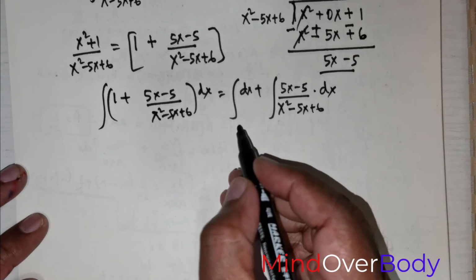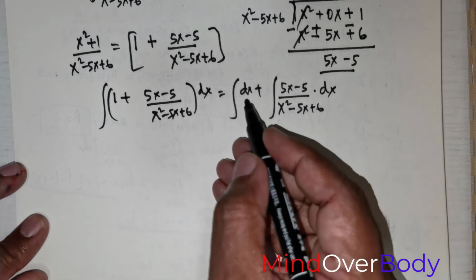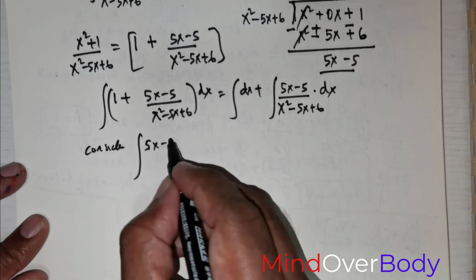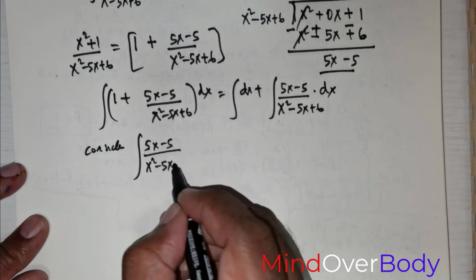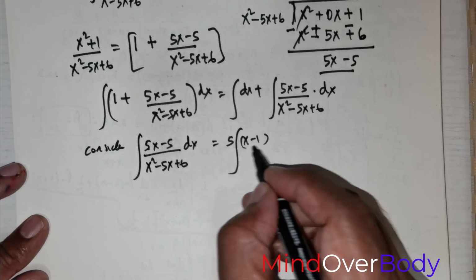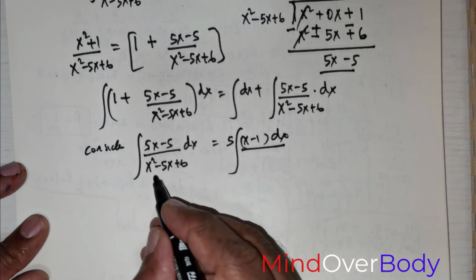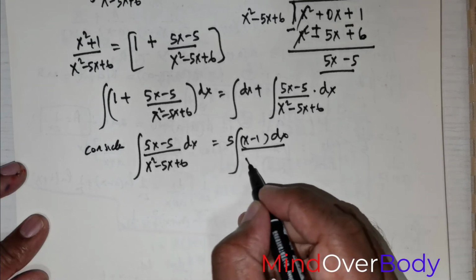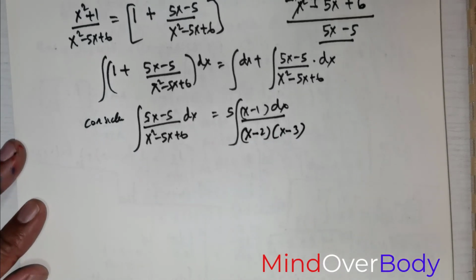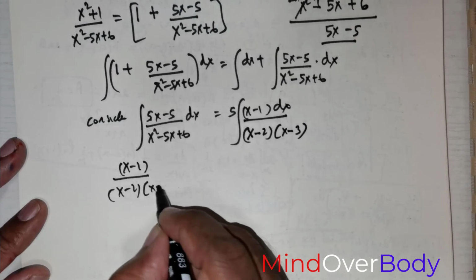The first quantity is going to give me x, which is straightforward, we all know that. But in this case we need to pay attention to the integral of (5x - 5) divided by (x squared - 5x + 6) times dx. I'm going to take 5 out. I would get (x - 1) dx divided by x squared - 5x + 6. This is a factorizable quadratic, so I'm going to factorize it as (x - 2) times (x - 3). That's fine.